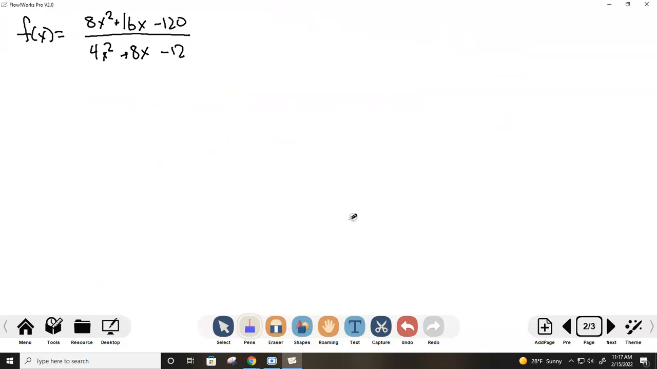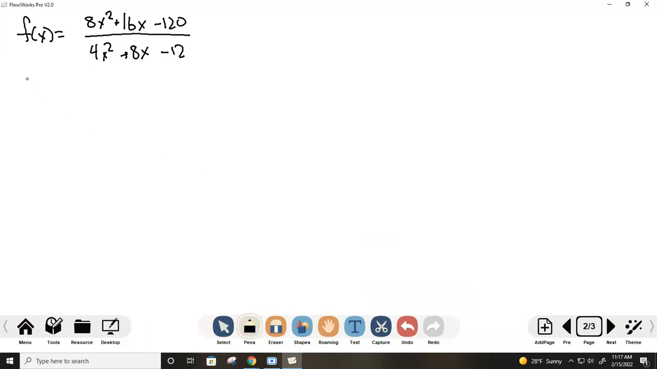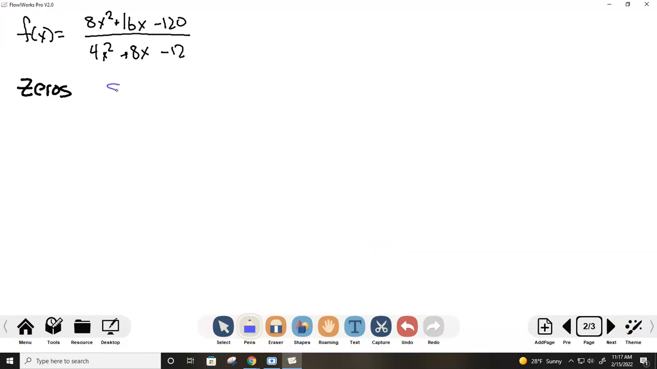First problem we're going to look at is this one: 8x squared plus 16x minus 120, divided by 4x squared plus 8x minus 12. Take a moment to see if you can find the zeros. My zeros are going to occur where the numerator is 0. So we're going to set 8x squared plus 16x minus 120 equal to 0.